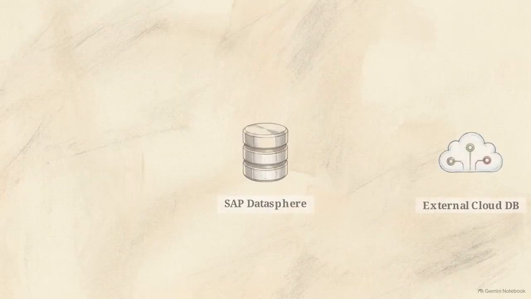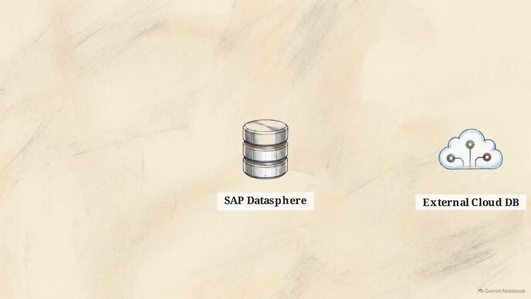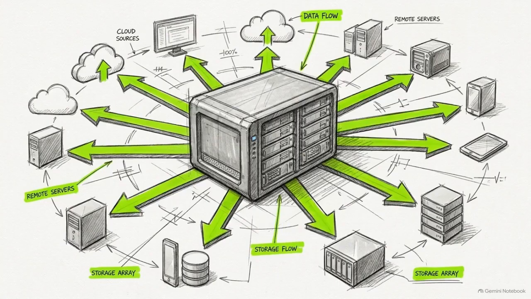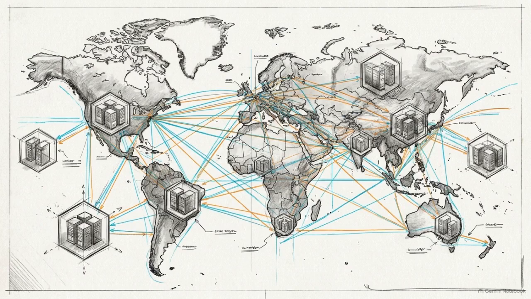This map illustrates the mechanism of zero-copy federation via smart data access. Instead of moving the data, DataSphere issues a remote query to an external cloud database, executes the calculation at the source, and retrieves the result without bulk replication pipelines. The architectural mandate had reversed. Instead of forcing all operational data into a central SAP repository, the system was now designed to leave data exactly where it resides, connecting it through a unified, federated fabric.